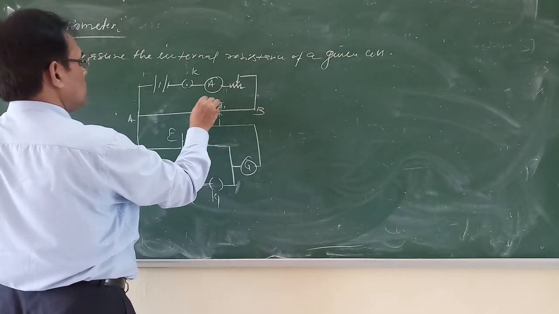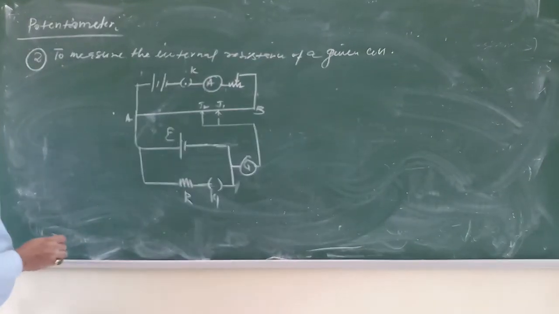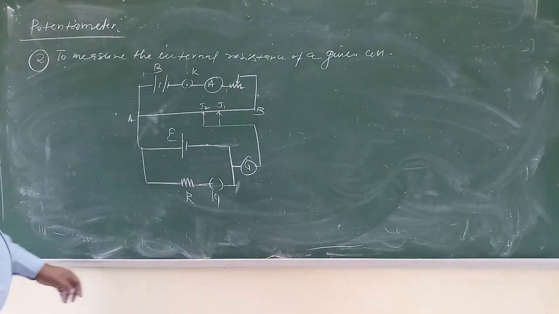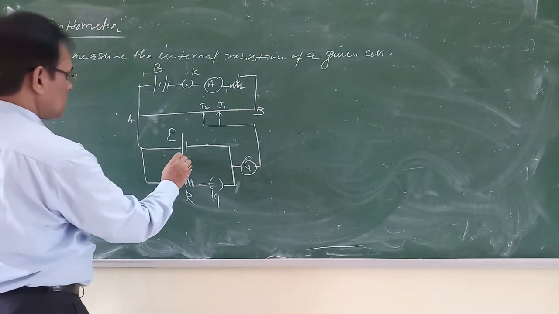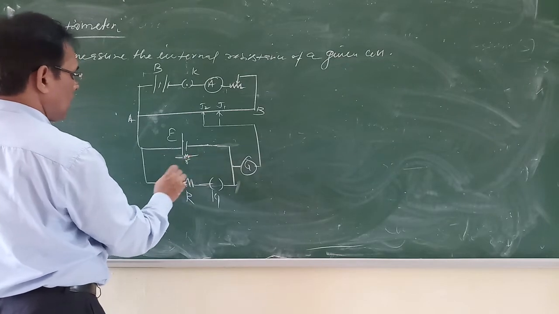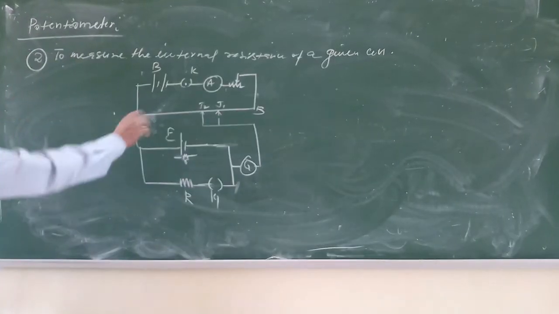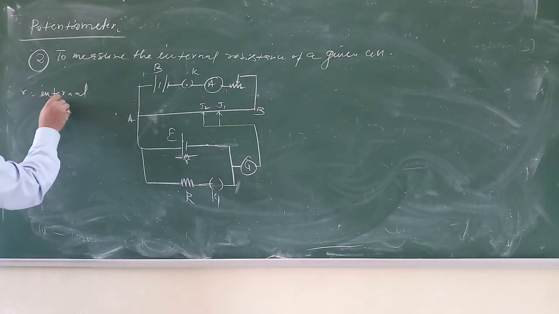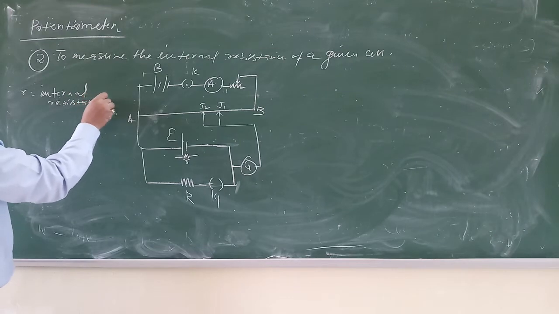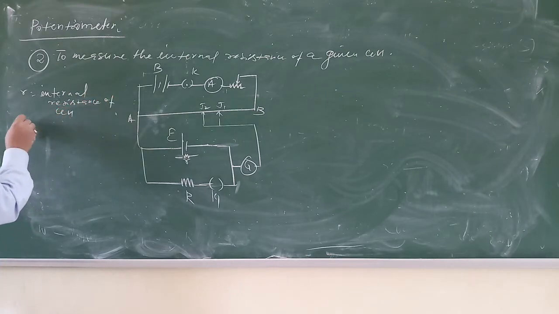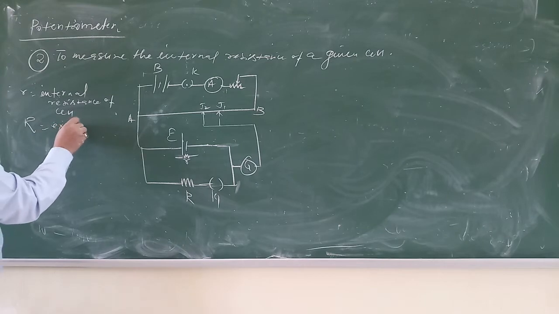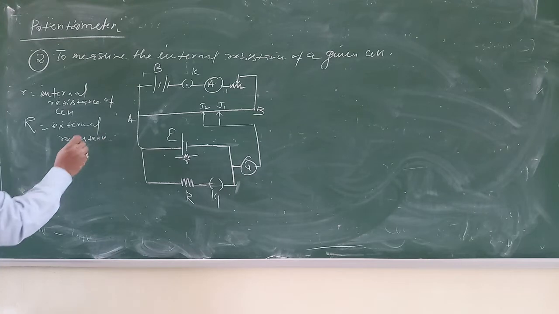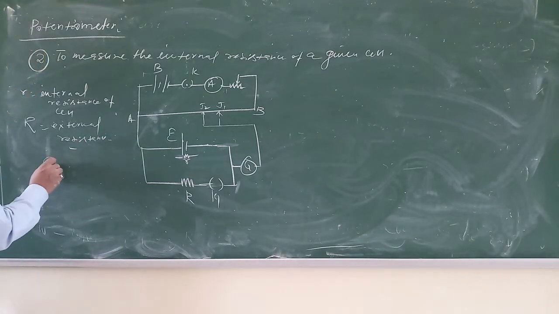J1 and J2. So this is the circuit diagram. You have to find the internal resistance of this cell. R is the small r, the internal resistance of the cell, and capital R is the external resistance. So what we have to do in the first case, case 1.